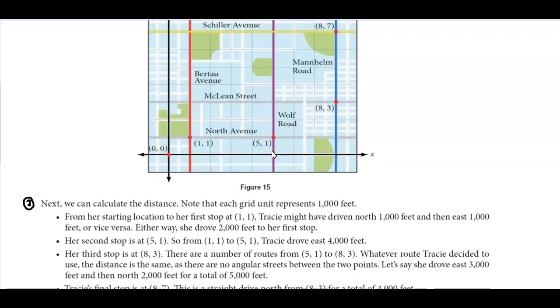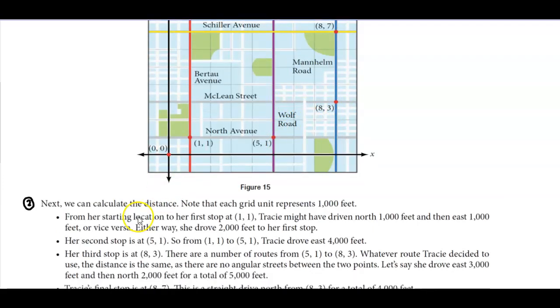Now her third stop is at (8, 3). So there are a number of routes from (5, 1) to (8, 3). Whatever route Tracy decided to use, the distance is the same, as there are no angular streets between the 2 points. So let's say she drove east 3,000 feet and then north 2,000 feet for a total of 5,000 feet. So if she drove 3,000 and then up 2,000, that's 5,000. Or she could have driven up 2,000 and then right 3,000.